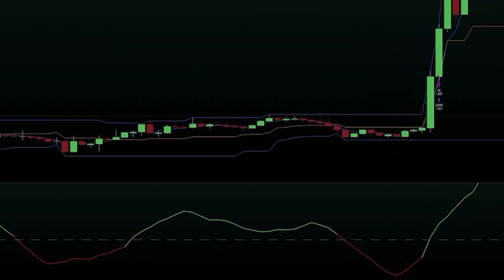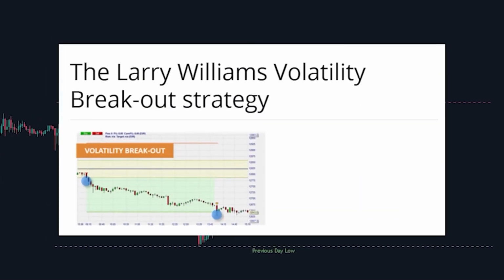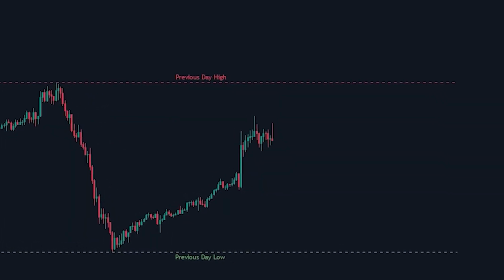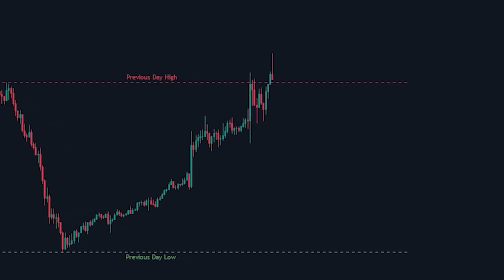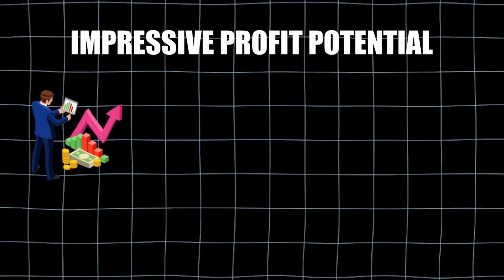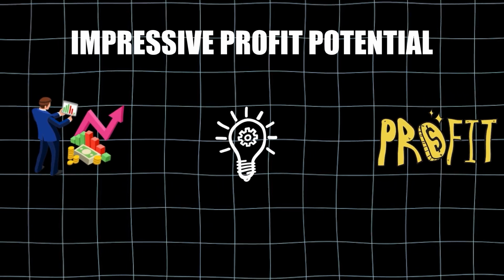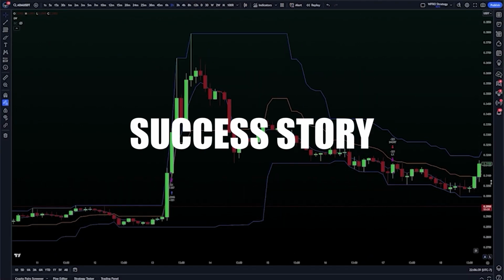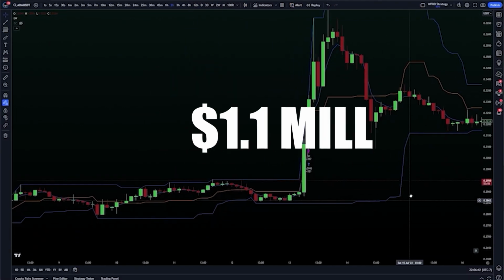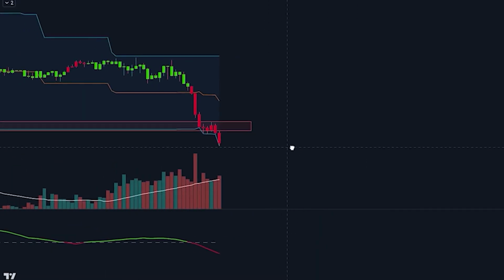Now let's talk about the benefits of this strategy. The Larry Williams LW Volatility Breakout strategy comes with several benefits that contribute to its appeal for traders seeking a systematic and disciplined approach to day trading. Impressive profit potential. One of the most notable benefits is the strategy's demonstrated ability to generate substantial profits. Larry Williams' own success story, turning $10,000 into $1.1 million in a year, serves as a testament to the strategy's profit potential.